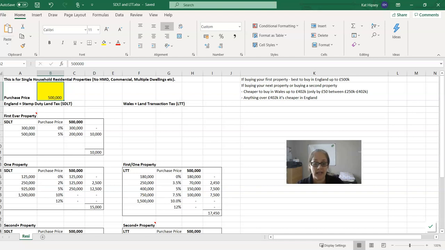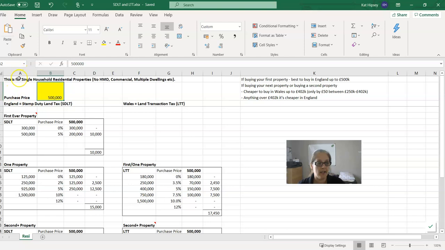In England, we have stamp duty land tax, or SDLT, as you'll see it abbreviated, and in Wales you have land transaction tax. Not a lot of people know that the rules in Wales are different to England, so you need to be careful of that. I've done calculators for both, and I'm just going to walk you through what I've done.